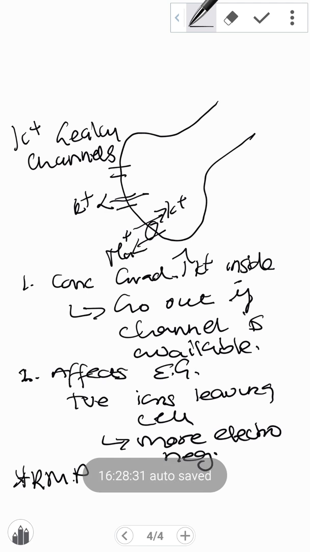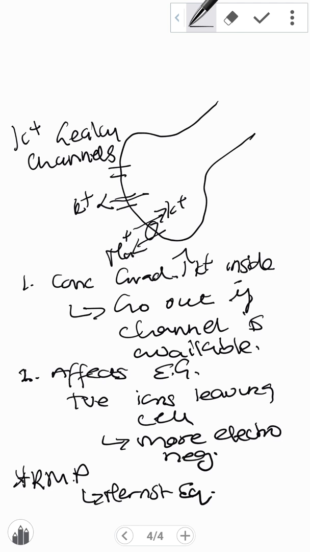So this particular one for potassium can be calculated using what we call the Nernst equation, which we'll talk about in the next video.